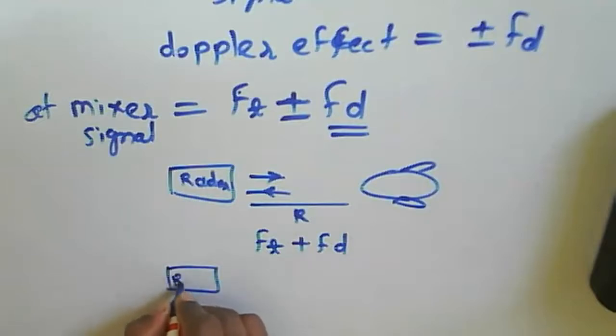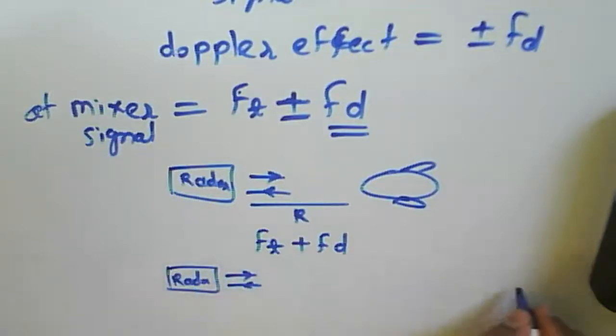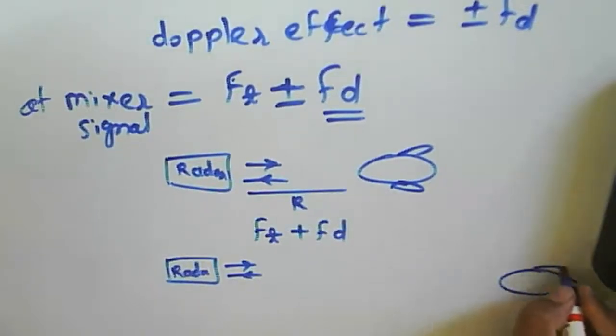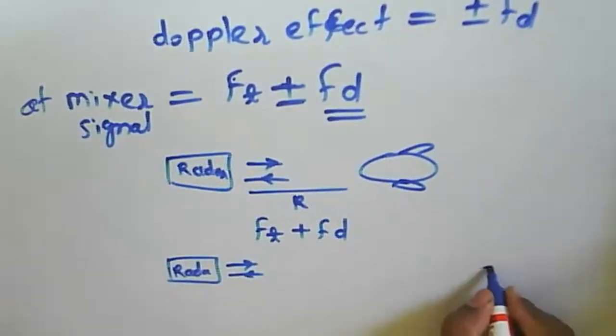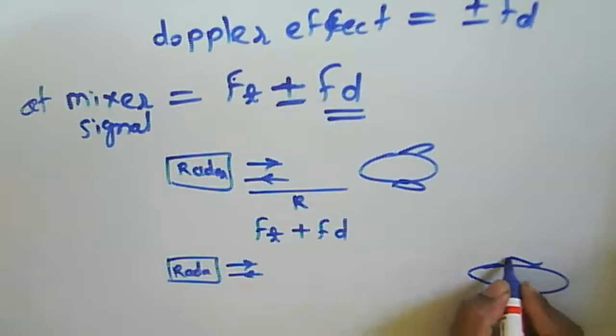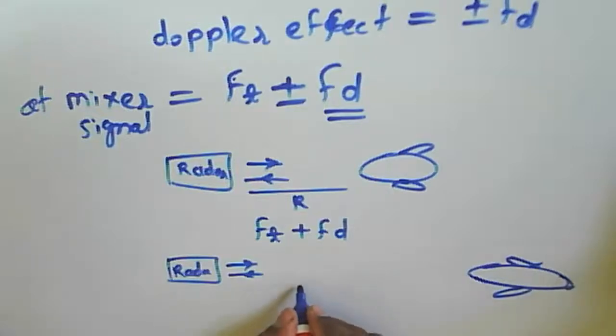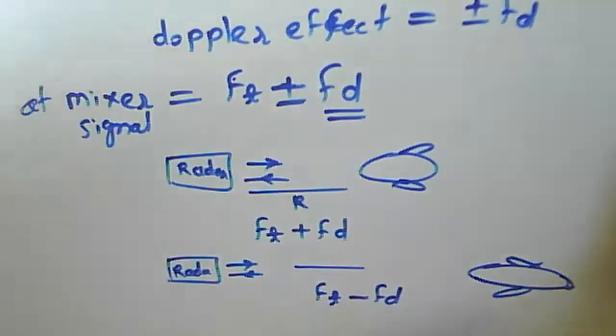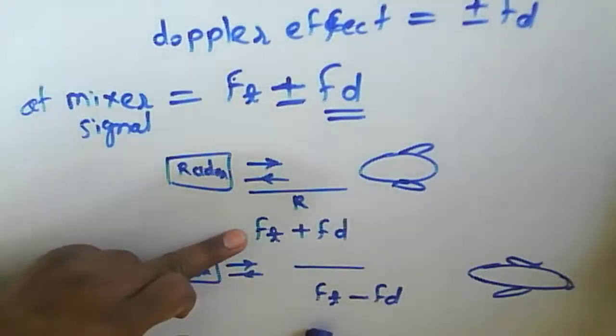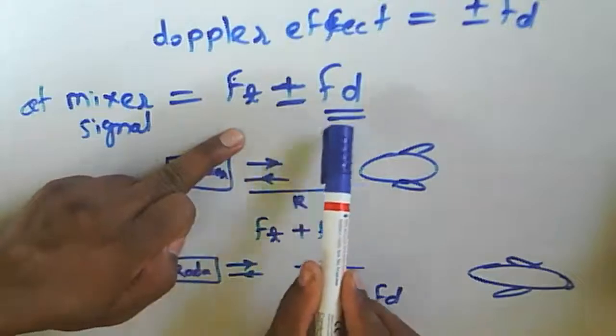If the target is moving away from the radar, the distance is larger. So in that case, the object is moving in that direction, and whatever signal we receive, that is FT minus FD. At the mixer, we get FT plus FD or FT minus FD, which means we get FT plus or minus FD.